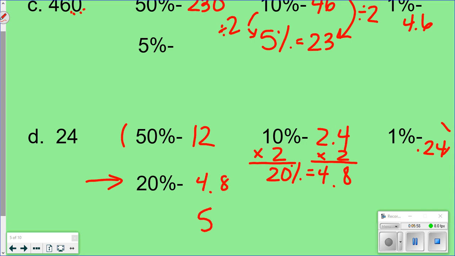And then, okay, so we know this is 4.8. And let's say we find 5%. Well, 5% would be 10% cut in half. So that would be 1.2. Up here, this would be this cut in half. Would be 5%.